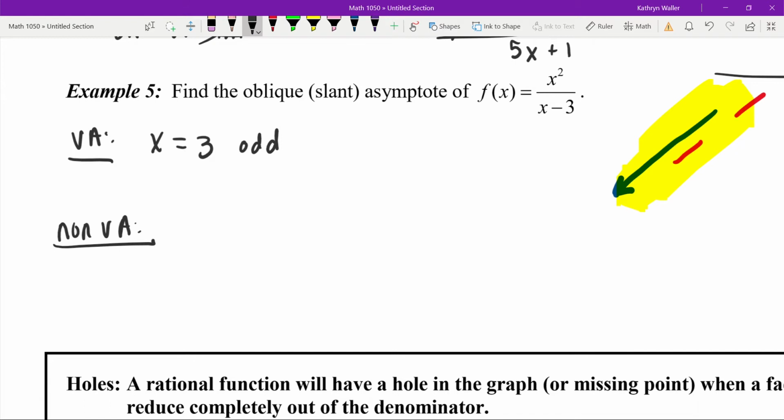Non-vertical asymptote might be a horizontal or an oblique. The first thing I'm always going to check is horizontal. Biggest over biggest. That would give me y equals x squared over x. You don't even have to write that down if you don't want to. The top exponent is bigger than the bottom, so the horizontal asymptote is, tell me, there's not one. So now I know it's oblique, so I have to do long division. On the outside goes an x minus 3. On the inside goes an x squared.